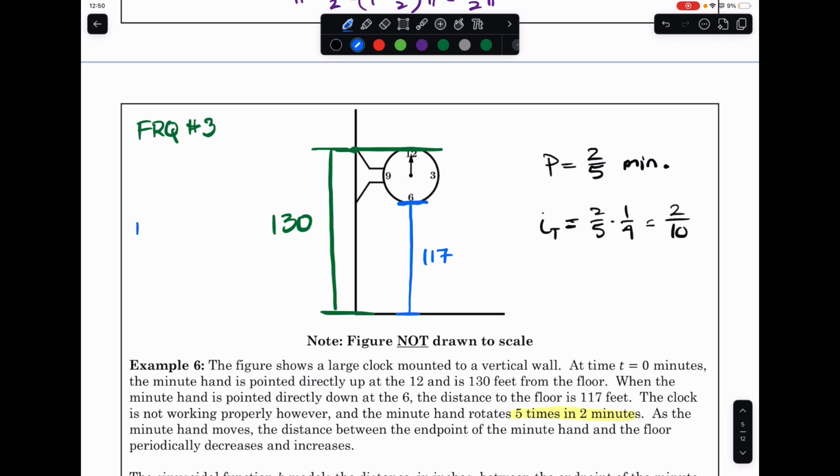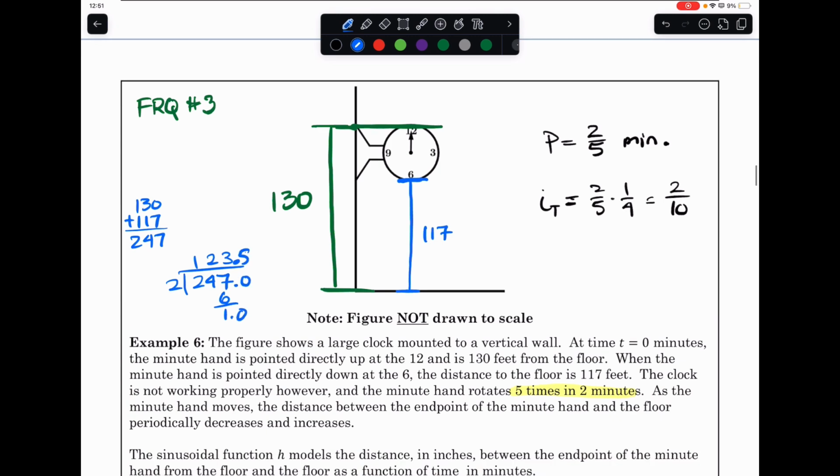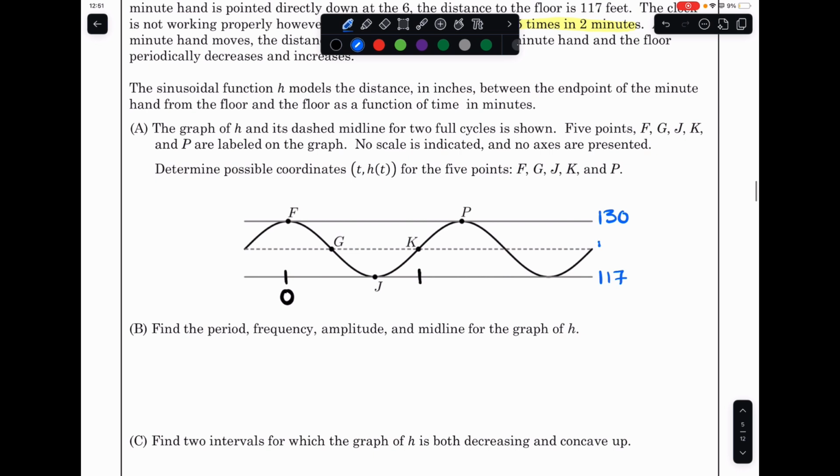So 130 plus 117. That's 247, and divide that by 2. That's 1, 2, and 3, which is 6 minus 1. Carry over a decimal point. So 123.5. So our middle value here is 123.5. That's the midline. Okay, there.